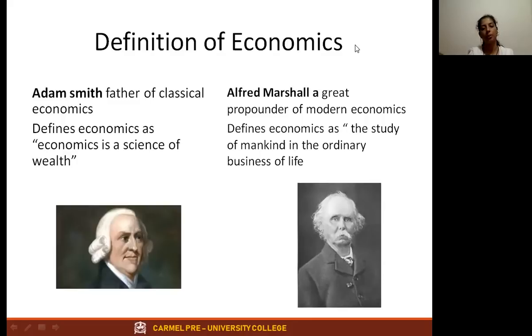Then comes Alfred Marshall. Alfred Marshall is a great propounder of modern economics. He is a classical and a neoclassical economist. He defines economics as the study of mankind in the ordinary business of life.